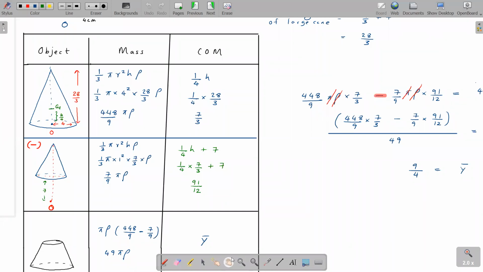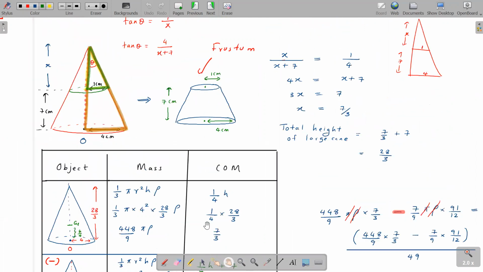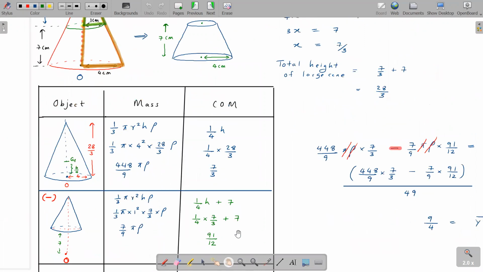All right, guys. So the next part, you can see this is the cone that we are removing, right? The smaller cone that we are removing, because from the larger cone you have to remove the smaller cone in order to create the frustum, right? So the larger cone, I've explained to you about the mass and the center of mass. Now going for the smaller cone.